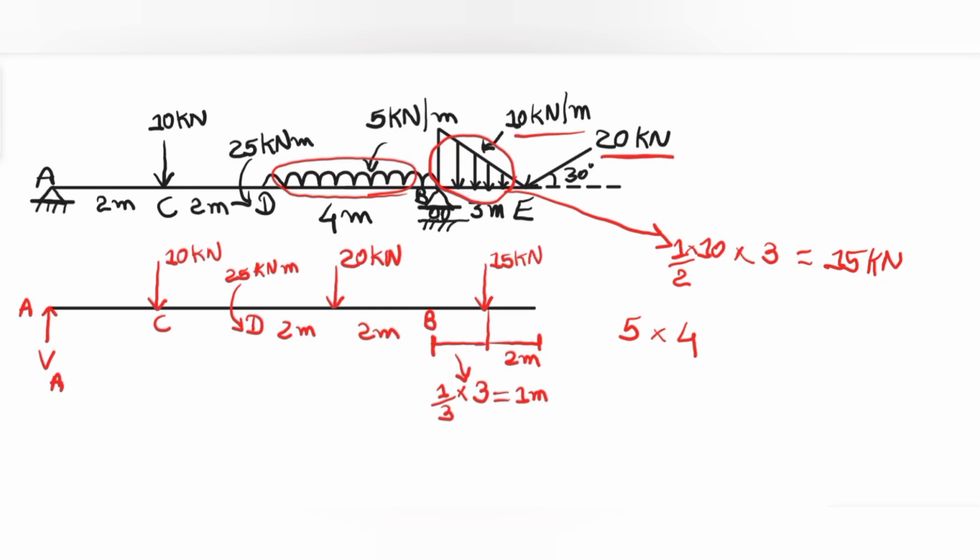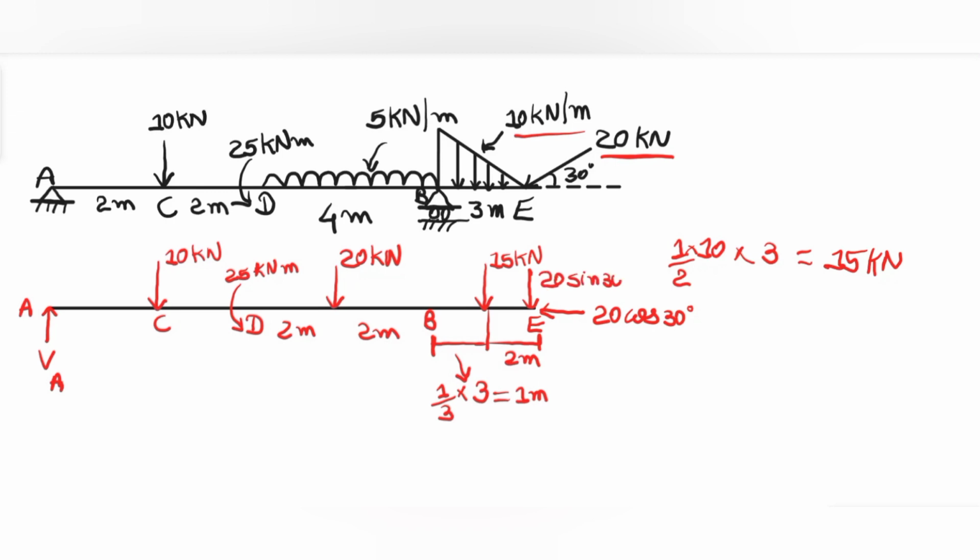Then we have this 20 kilonewton load which is acting at an angle of 30 degrees with respect to the horizontal. So we will resolve it into two components: 20 cos 30, because it is adjacent to 30 degree, will be my horizontal component, and 20 sin 30 will be the vertical component. This 20 cos 30 is equal to 17.32 kilonewton and 20 sin 30 is equal to 10 kilonewton.